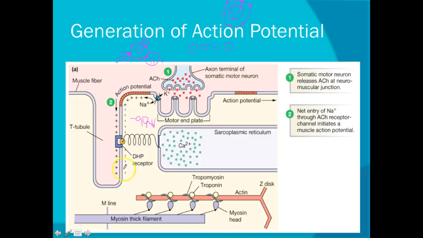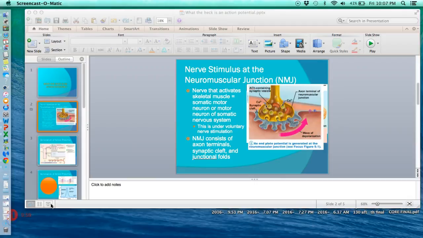So once we get this channel opening up and more sodium moving into the cell and more potassium moving out of the cell, we want to get rid of this acetylcholine as long as our nerve stimulation isn't there anymore. So the way we get rid of this is we use an enzyme called acetylcholinesterase. That's going to break acetylcholine up into acetic acid and choline and take it back to the neuron to be reused again as acetylcholine.